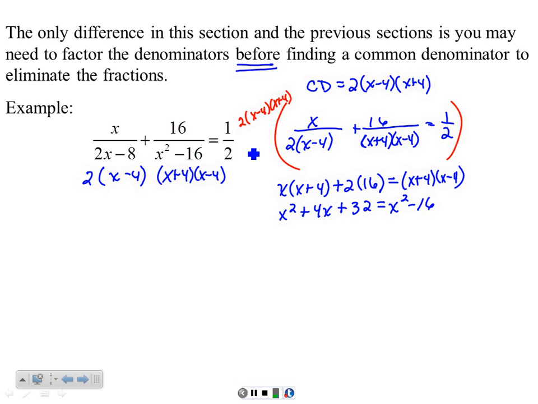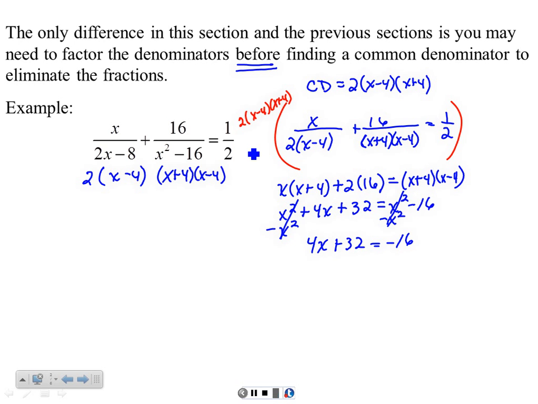Alright, so if I start solving this equation, I know that I have a quadratic, so I need to get both of those on the same side. So if we move the x squared over, you'll notice that both of them go to 0. So that eliminates the quadratic. So I have 4x plus 32 is equal to negative 16. And now I just have a regular linear equation.